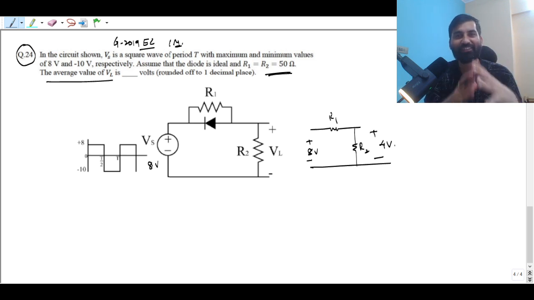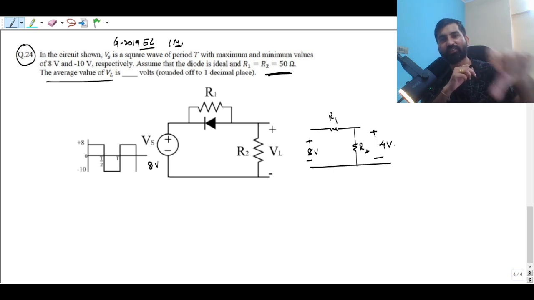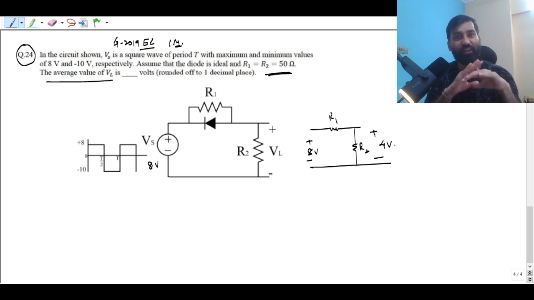If the resistances are the same, the voltage is going to be divided. This 8 volt is going to be divided, and the voltage across this R2 is going to be 4. No need to write any equation. So if you are in the positive half cycle, then your diode is going to be off. See, in this circuit there is no capacitance or anything. You don't have to worry about time constant or anything, right? This circuit was very simple. There is a diode and there is a resistance, that's it.